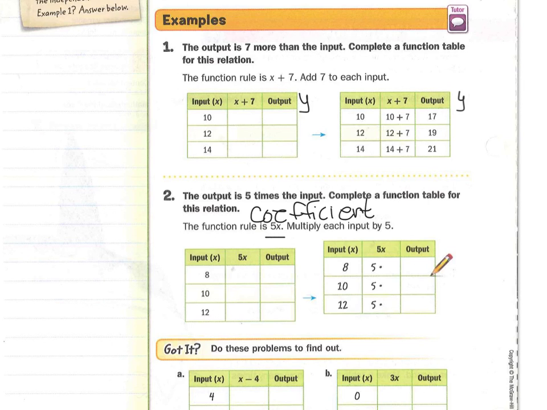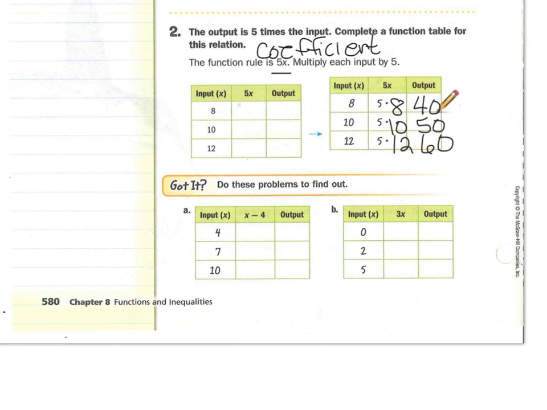and it's multiplying. Okay, so if our inputs are 8, 10, and 12, we would put in the rule 5x, and we would write 5 times 8, 5 times 10, 5 times 12, and then we would calculate our outputs. 5 times 8 is 40, 5 times 10 is 50, and 5 times 12 is 60. So far, pretty easy, right? Why don't you go ahead and try problems A and B on your own, and then we'll check our answers. The inputs are x, the outputs are y. Your rule on this one is x minus 4, and your rule here is 3x.